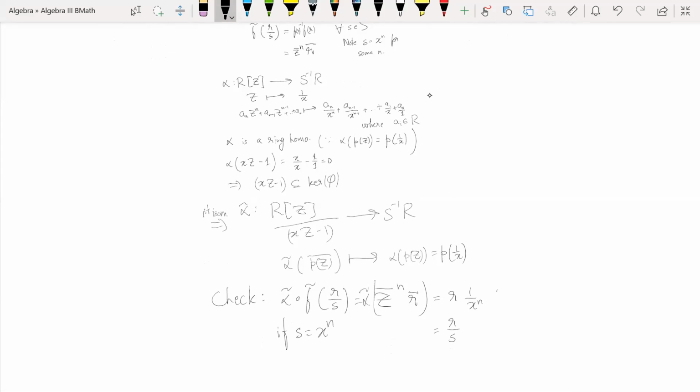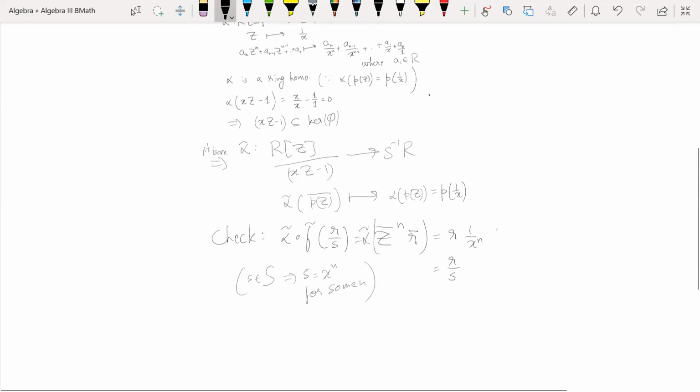So s is an element of capital S, which implies s equals x power n for some n. So we get alpha tilde composed with f tilde is identity, and similarly the other way around: f tilde composed with alpha tilde.